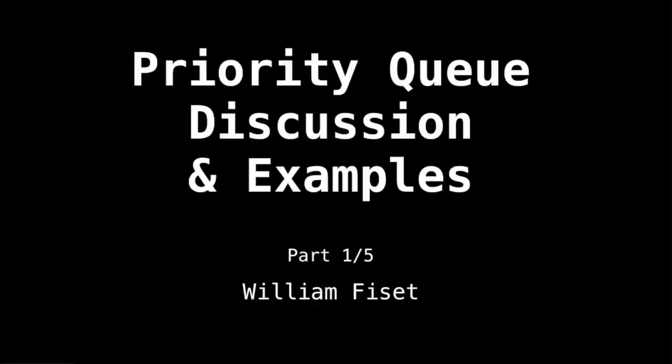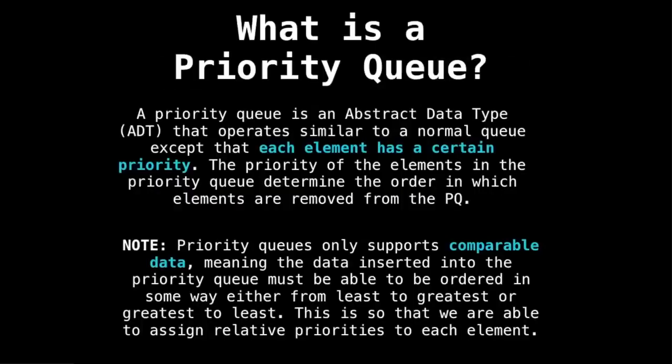Discussion and examples. This is going to be part 1 of 5 in the priority queue series. So what is a priority queue? A priority queue is an abstract data type that operates similar to a normal queue, except for the fact that every element has a certain priority. So elements with a higher priority come out of the priority queue first.